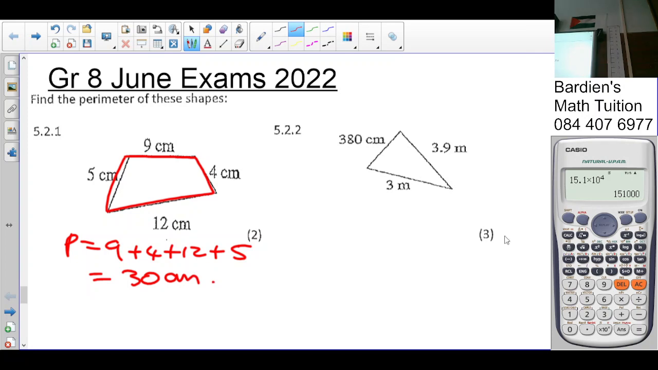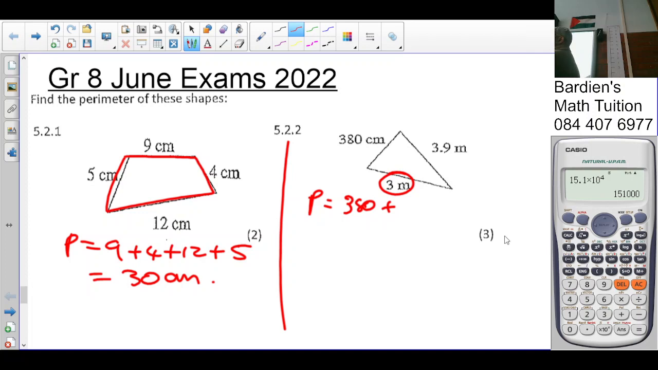The next one, they are not in the same SI unit. So I'm going to change everything either to meters or all to centimeters. I normally go with the smaller one. If you go with the bigger one, no problem. So how many centimeters in the meter? 100. So that will give you 300. So it's going to be 390. That's going to give you 1070 centimeters.